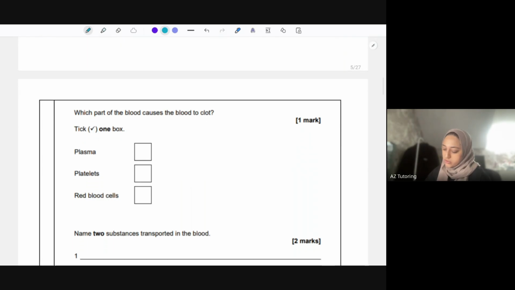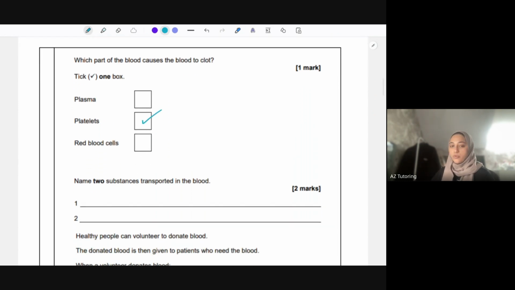Which part of the blood causes the blood to clot? That's the platelets, as we just discussed. Name 2 substances transported in the blood. Now, there's so many things that are transported in the blood. We've already spoken about oxygen being transported. If you think about the endocrine system, the insulin and glucose and such, that's all to do with blood glucose concentration. So glucose is also in the blood as well, that gets transported for respiration.